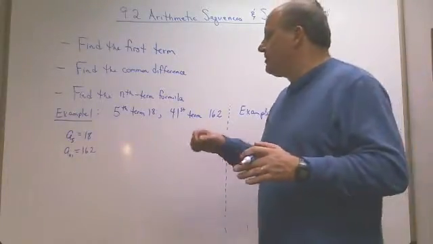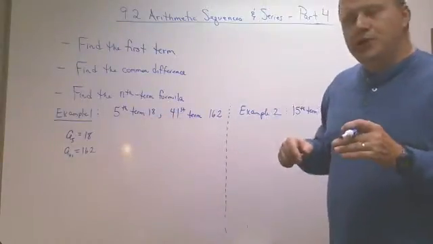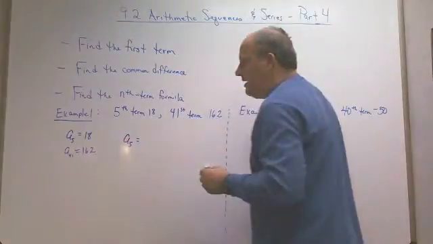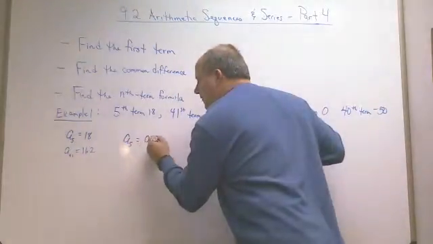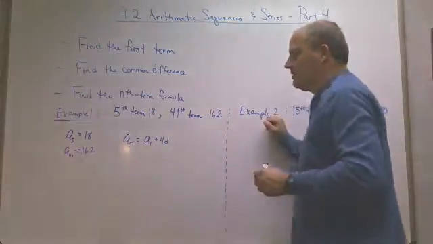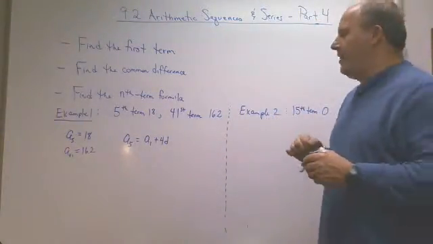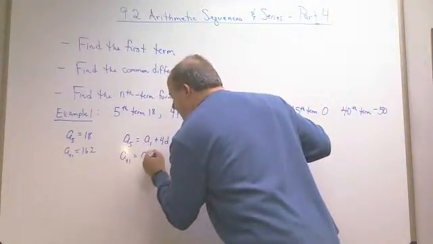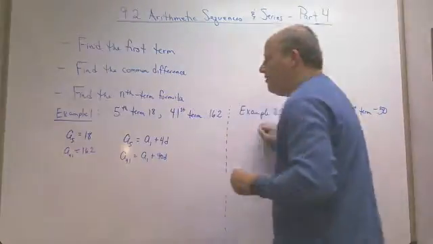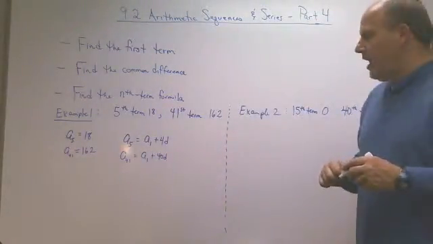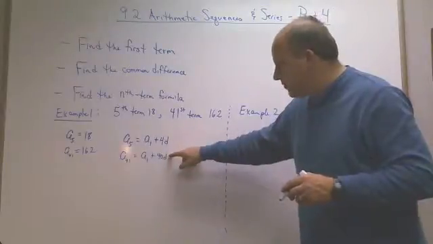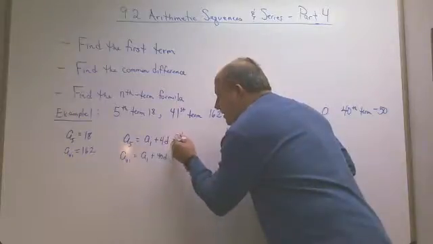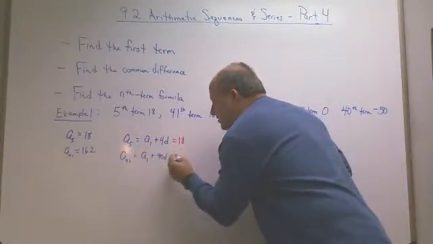Okay. So this is the 5th term. This is the 41st term. So what you do is you plug the 5th term in like you normally would do. It's going to be a sub 1 plus 4 times the d, because it's 5 minus 1. And the 41st term is a sub 1 plus 40d, because it's 41 minus 1, which is 40. And so this is the 5th term, this is the 41st term. The problem is, I know what the values of those are. This is 18, and this is 162.